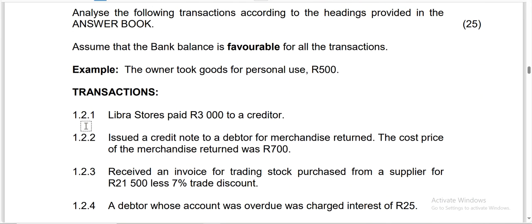The first transaction says that Libra Stores paid. So number 1, what we have done, we have paid. Very important for you to identify the account that is in relation to when we pay in a transaction. They are saying that we paid 3,000 to a creditor. So remember, the second account here will be creditors control. Once they say paid, we need to identify the account that is in relation to paying something, and it is our bank. So what is happening to our bank? It is declining. So obviously if our bank is declining, it means that our assets are going down.